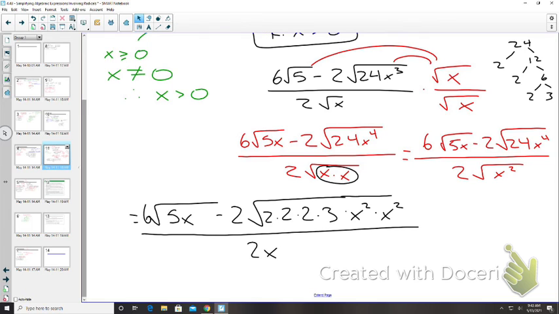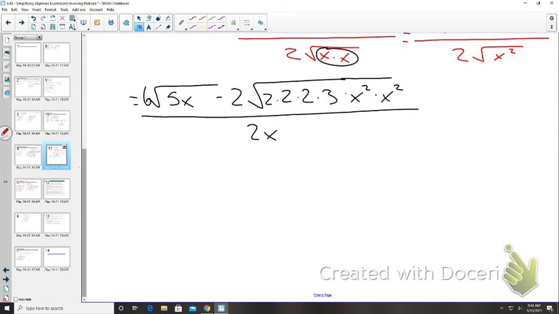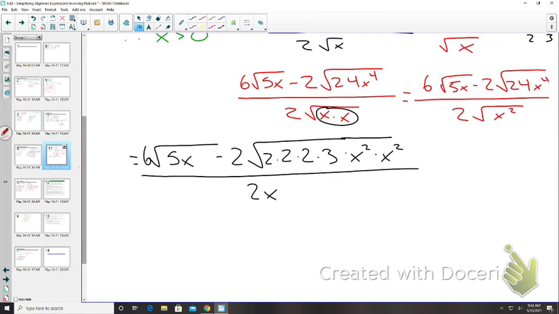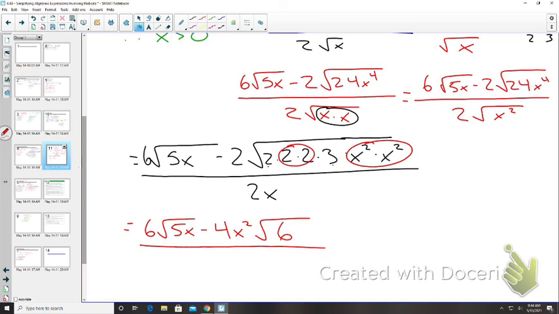Okay, let's look for pairs here. So we have 2 2's and 2 x squareds. So we have 6 root 5x minus 2 times 2 is 4, and multiplied by x squared is x squared. And what's left in there? We have a 2 and a 3, so root 6, divided by 2x.